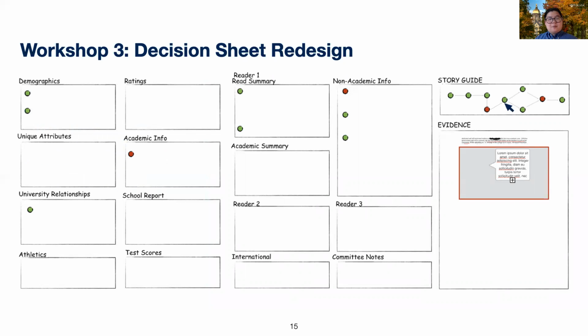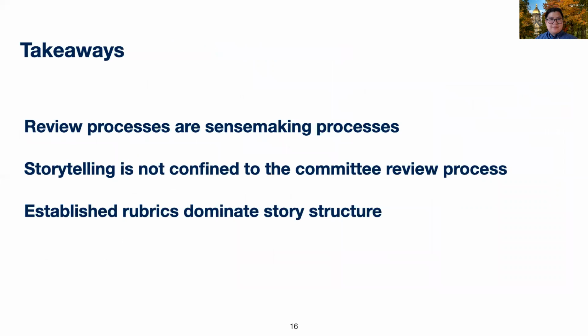Our findings inform our approach for redesigning the decision sheet. In the third workshop, we worked with readers to examine the current decision sheet more closely and consider possible designs. This figure shows one potential redesign of the decision sheet based on the way the reader structured the story. I invite you to read the paper for more details on this and other designs that we explored.